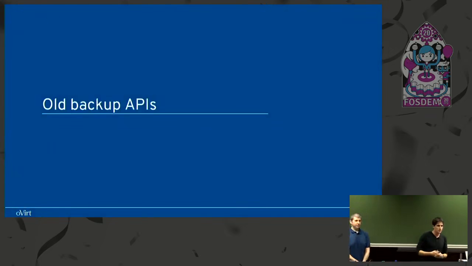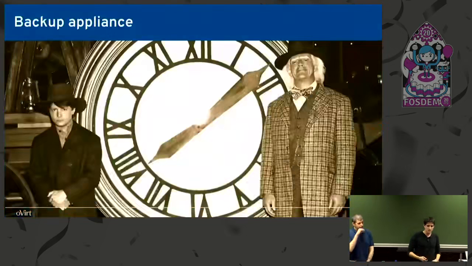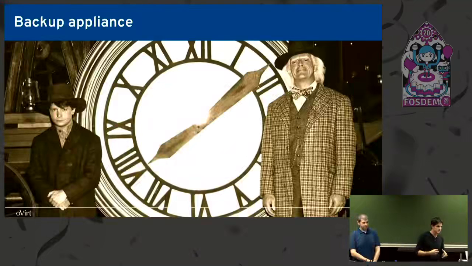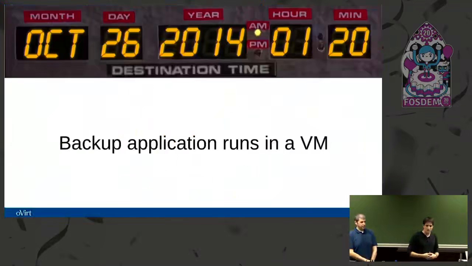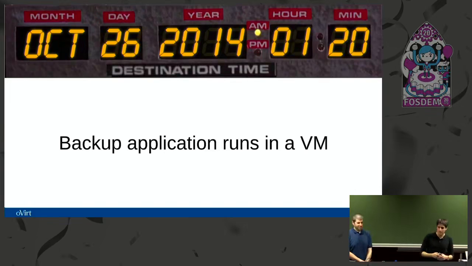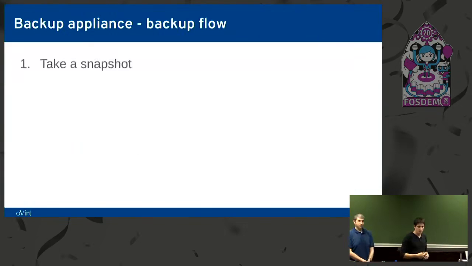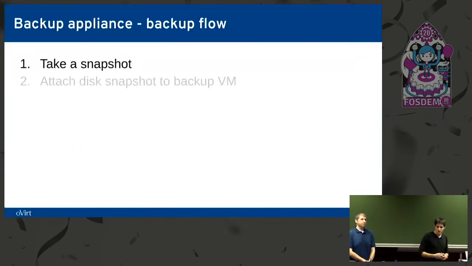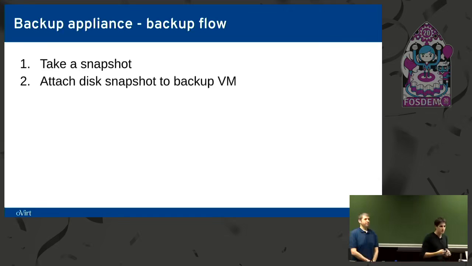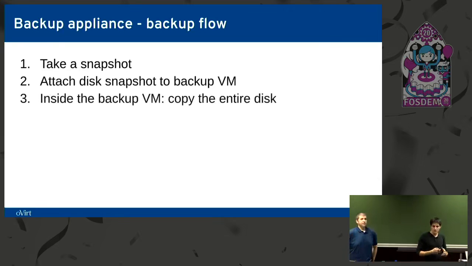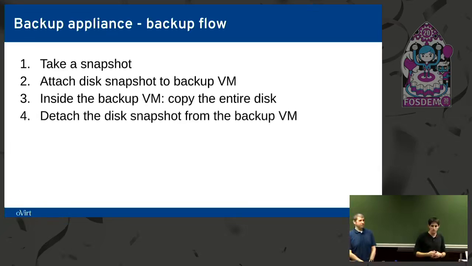So the old supported backup APIs, let's review them. We go back in time. The oldest solution is the backup appliance. The year is 2014, even before I was born. The backup application runs actually inside a proxy VM. The flow will be to take a VM snapshot, and then attach that specific snapshot to a backup VM. Once you attach the snapshot to a backup VM, inside that proxy or backup VM, you will copy the entire disk, and when you are done, detach the disk snapshot from the backup VM and remove the snapshot.